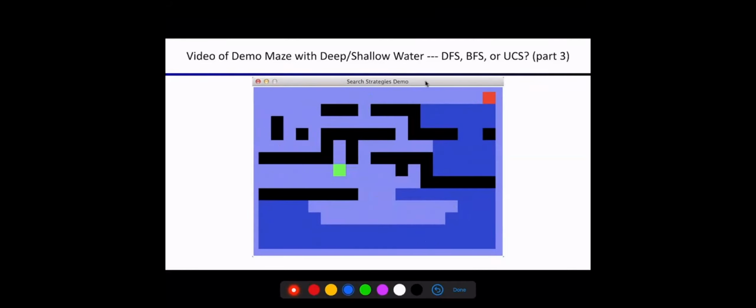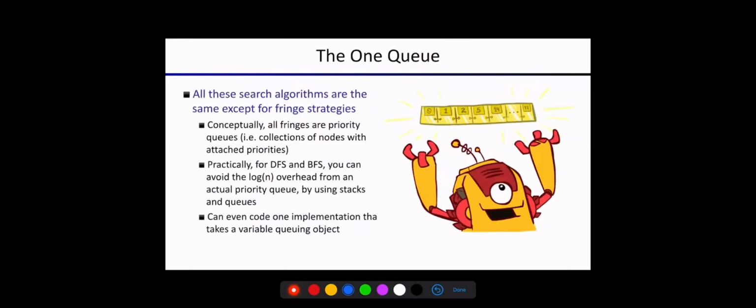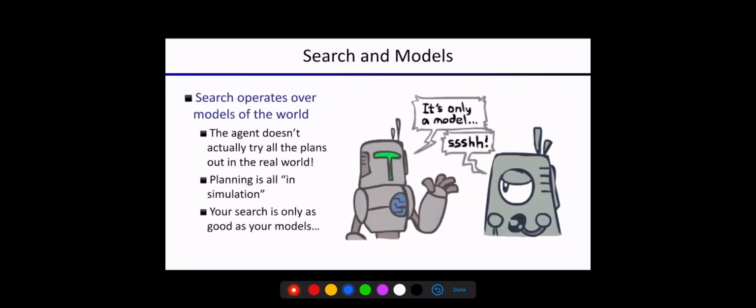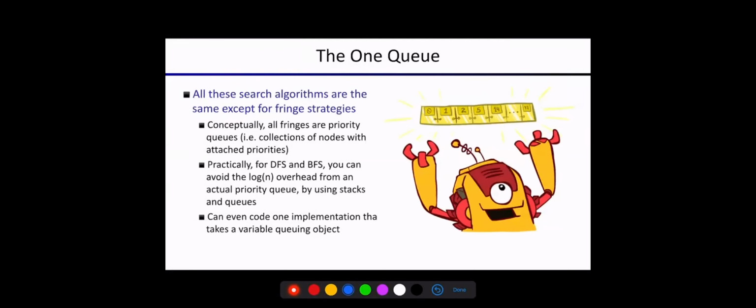And this one is just BFS again, okay? It reaches the goal, but the path is far from optimal. So what I want you to realize is that all these algorithms we have studied, the DFS, BFS, uniform cost, are practically the same, and we implemented them in the same way. The only thing we change is the data structure we use to enqueue the fringe, okay?